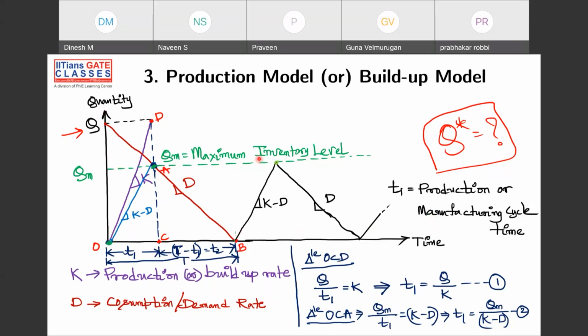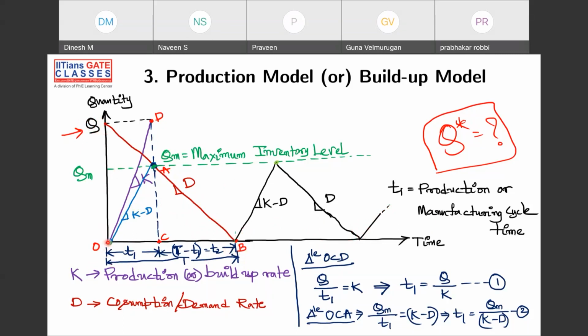Okay, so let me break all these things into different parts. The first one is this quantity Q that you have to produce for each order, in the sense for each cycle. In a single year, you won't do it in a single go. You will do it in cycles, quarterly, or half yearly, or maybe twice in a quarter. It doesn't matter. For each cycle, from O to B is one cycle, a production cycle actually.